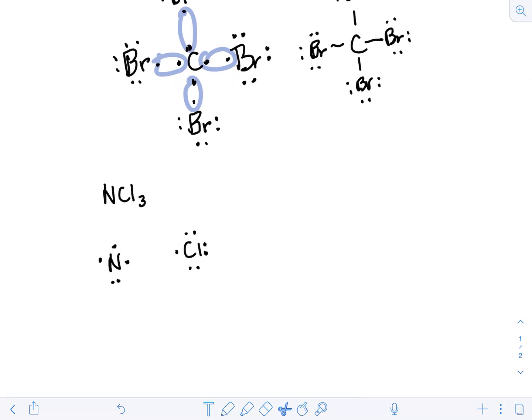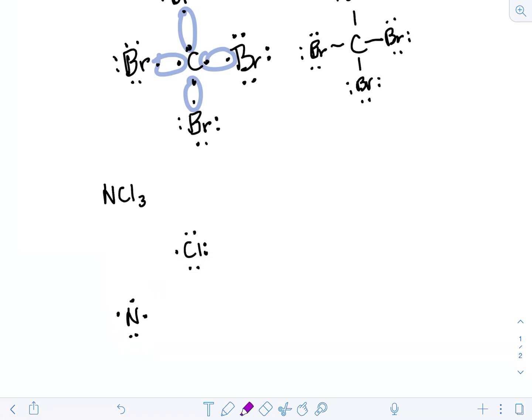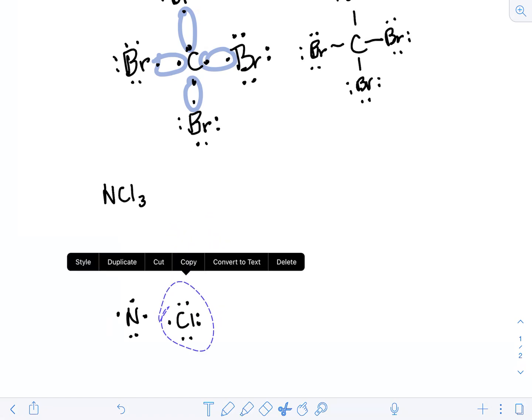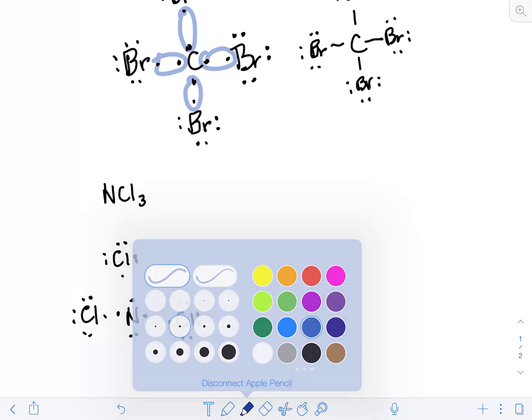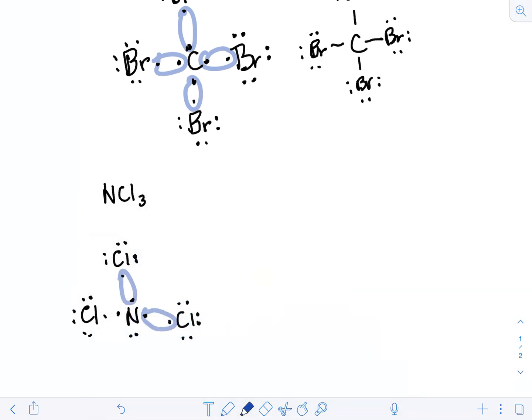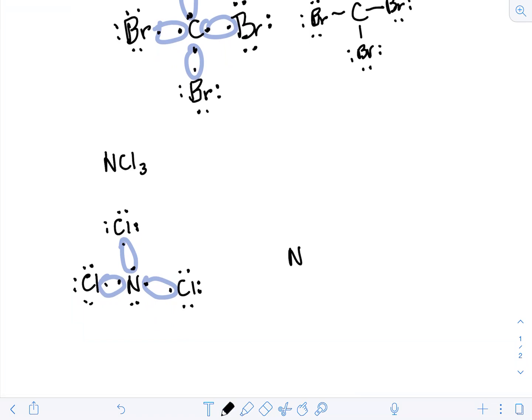Now, I don't want to put chlorine in the middle. I want to put nitrogen in the middle, because nitrogen has 2 fewer valence electrons than chlorine. And obviously I'm going to draw 3 chlorine atoms around nitrogen. And I want to show the fact that chlorine and nitrogen are sharing two electrons each. So how I would draw this is I'm going to have 3 covalent bonds.